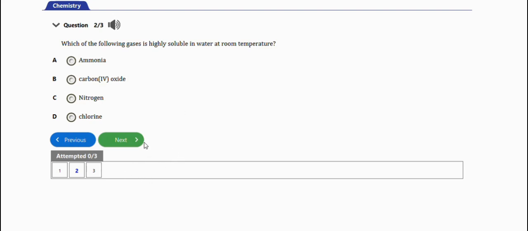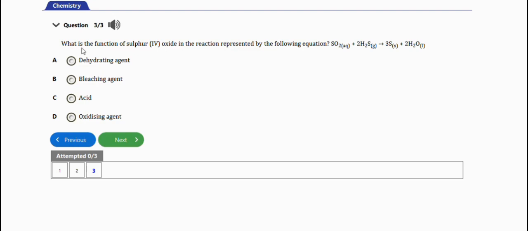The last question before I end this video will be this one. It says, what is the function of sulfur dioxide in the reaction represented by the following equation? So let's check. You have option A, dehydrating agent, no; bleaching agent, no; acid, no; oxidizing agent. Yes, because this sulfur dioxide oxidized hydrogen sulfide gas to 3 moles of sulfur and 2 moles of water, so it is acting as an oxidizing agent. The right answer is option D.